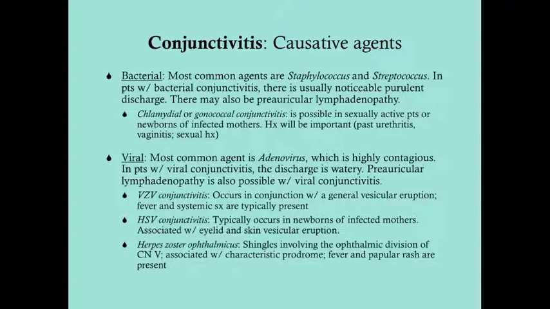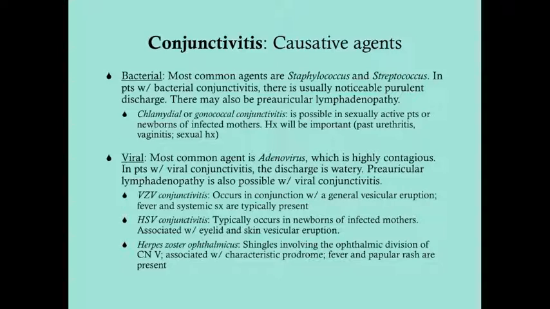Okay, so viral conjunctivitis is probably the most common cause of conjunctivitis overall, and the most common agent of viral conjunctivitis is adenovirus. And adenovirus also is a common cause of respiratory tract infections. And so this is highly contagious, and usually when a patient has viral conjunctivitis, if you ask them, usually they will have recently had some kind of a respiratory tract issue, stuffy nose, cough, sore throat, possibly.